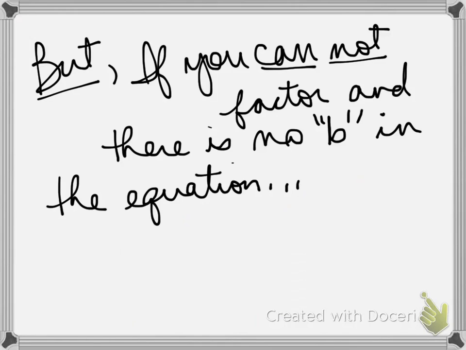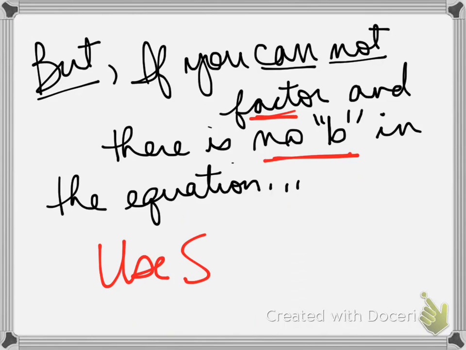So today we're going to do a different method. We factored it before, but what if we cannot factor it and there is no b? So we have the ax squared and we have the c, but we have no b. Then we're going to use square roots.